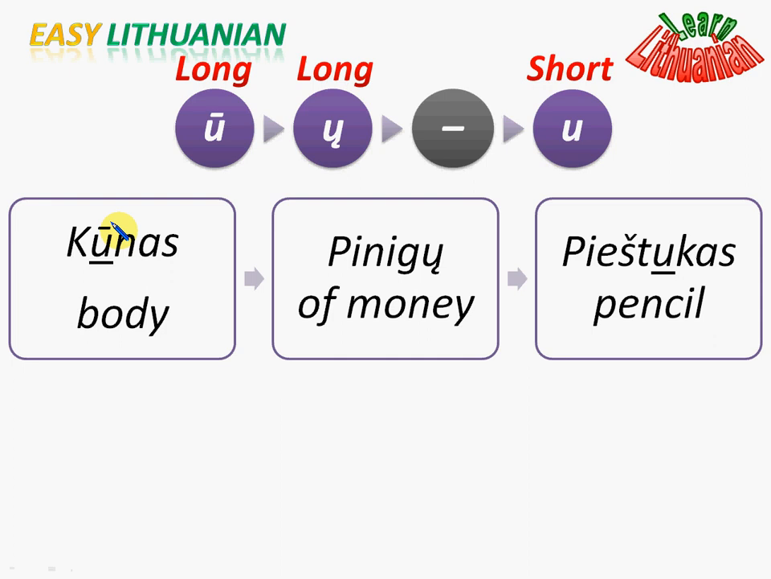Now, the second vowel of the same pronunciation but different spelling. For example, in this noun ending, pinigų, of money. It's the plural genitive case, because plural genitive always has u in its ending, and this means of money. Again, the same pronunciation but written differently. This is written in the root, and this is in the noun ending. And the short u, pieštukas. These are U and this is O.